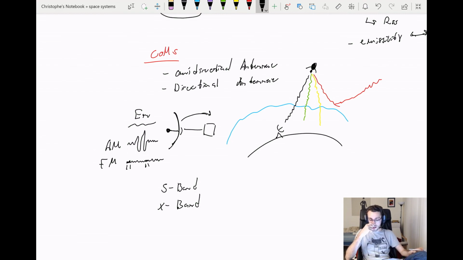Now, between communication to ground and your satellite, you can also have inter-satellite communications where you don't have things like the atmosphere in the way. So that'd be like something from satellite to satellite. Now, why would you want to do this?